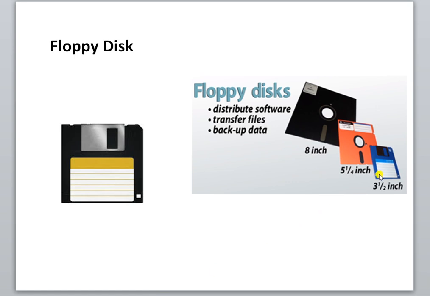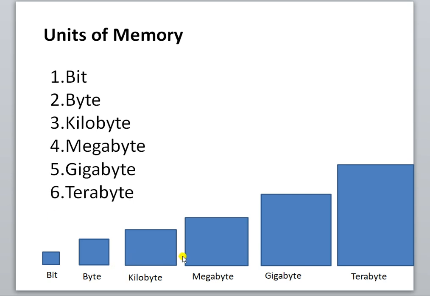See here, you can see the size. Here are different sizes of this floppy disk, and this floppy disk can hold 2.88 megabyte of data, which is very less. That's why nowadays we are not using floppy disk. Floppy disk capacity is very less. That is 2.88 megabyte of data, which is a smaller one.